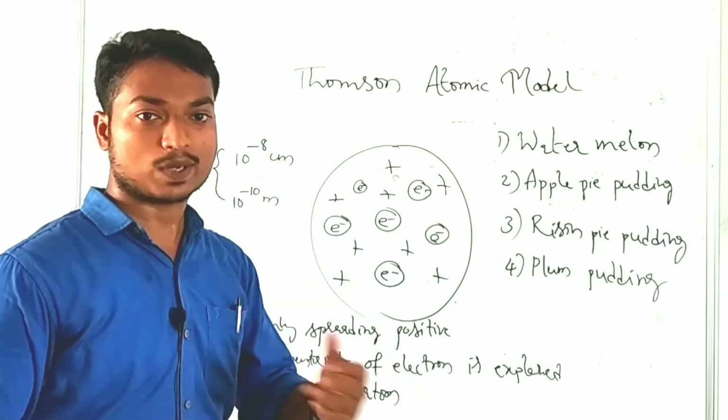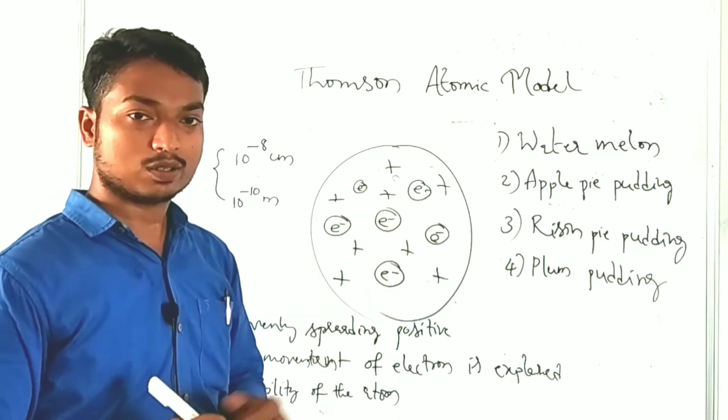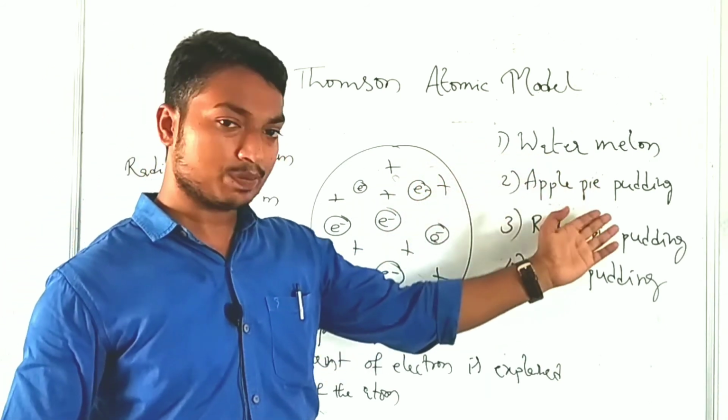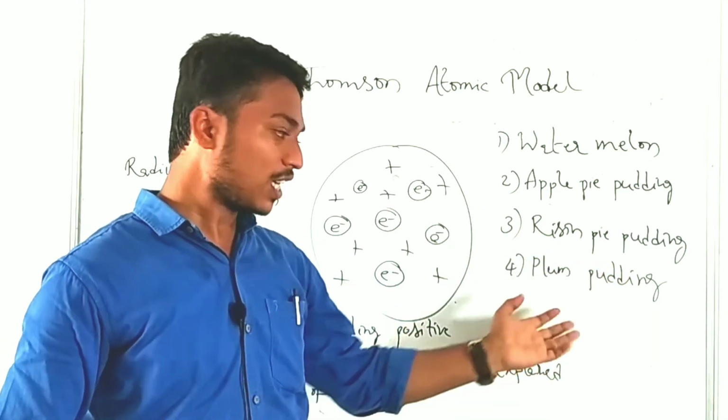This was not explained by J. J. Thomson's atomic model. This model is also called the watermelon model, apple pie pudding model, raisin pie pudding model, and plum pudding model.